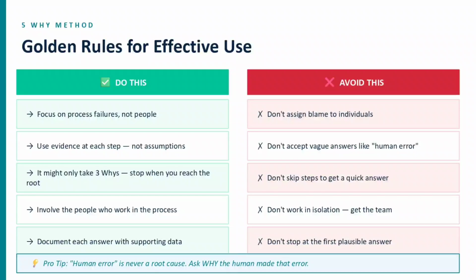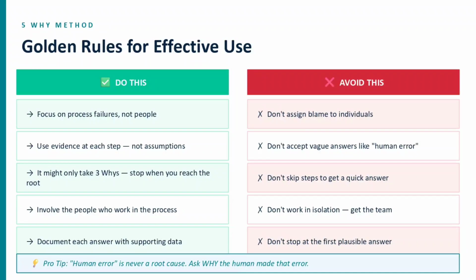Second, use evidence. Each answer should be supported by facts. Check records. Look at logs. Don't make assumptions. Third, it might only take 3 whys. You don't have to reach exactly 5. Stop when you get to the root. Sometimes that's 3 steps. Sometimes it needs 7.